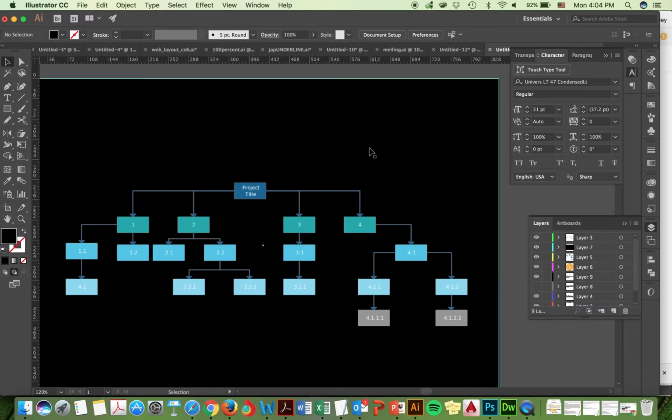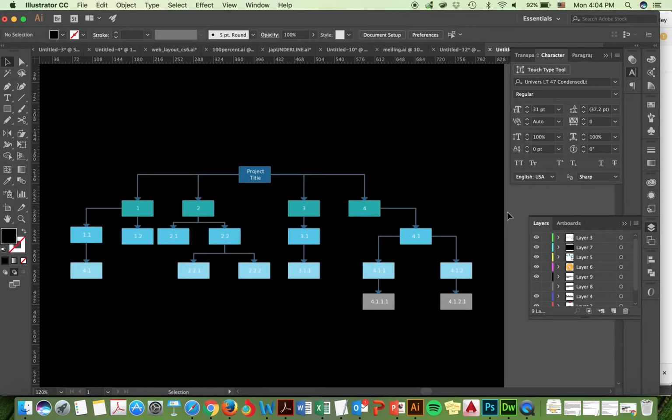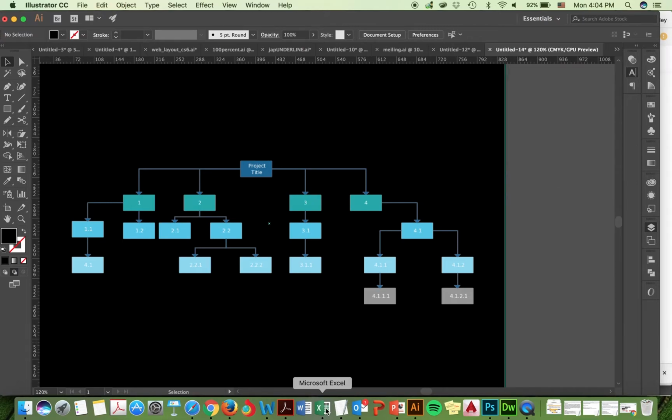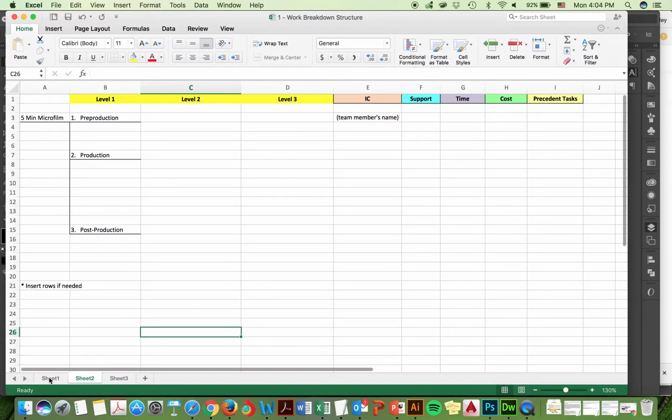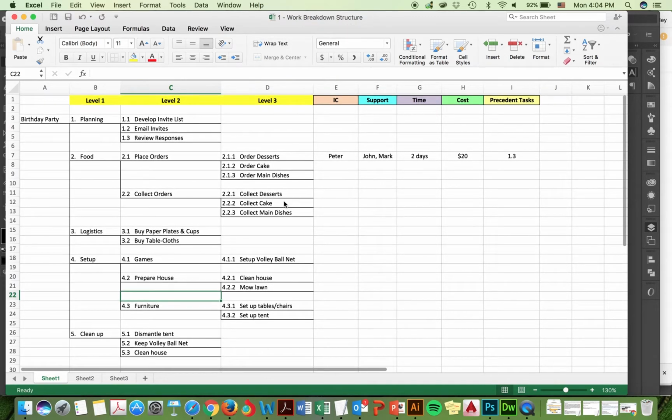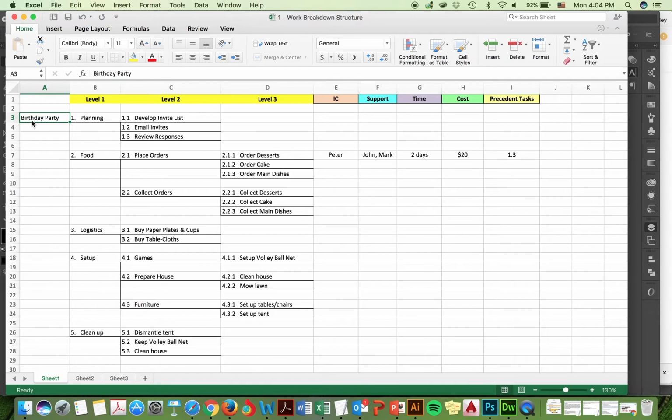So what do I mean by that? You must be thinking, do you have a more specific example? Yes, I do. So on Mel, you will find a spreadsheet that looks like this. It's called work breakdown structure. So just now I mentioned we want to throw a birthday party, right? So this birthday party, we break it down into the broad tasks.